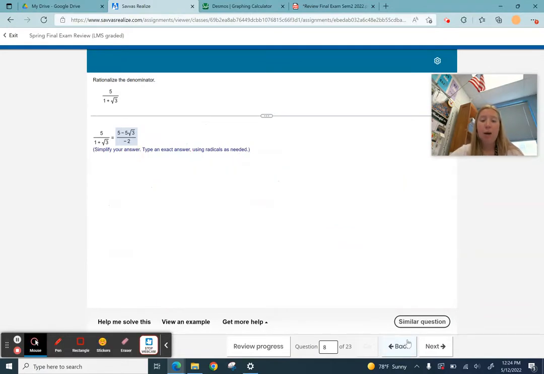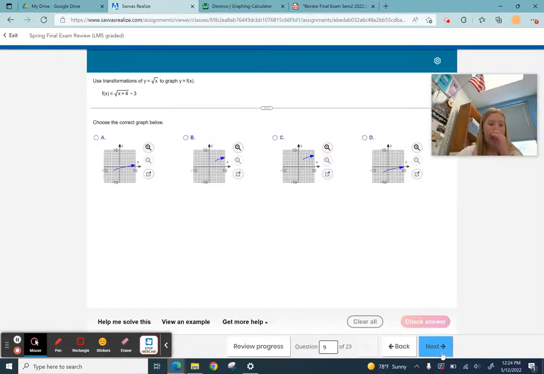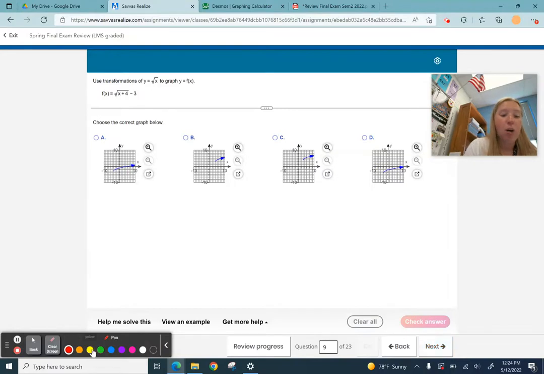Okay. Now we're going on to question number 9. Use transformations to help ourselves graph this function. This is something that we have been doing all year. The only kind of precursor knowledge that we would need is to know the general shape of a radical function.